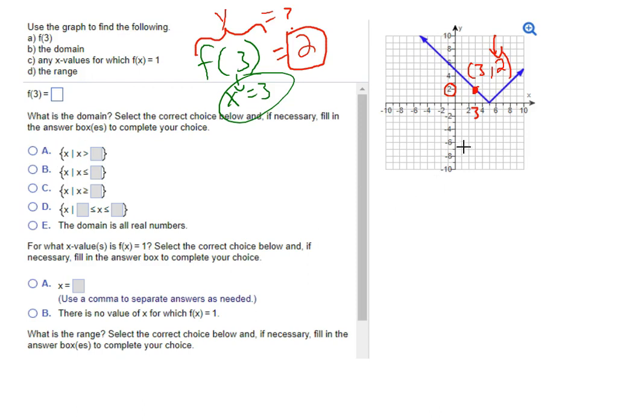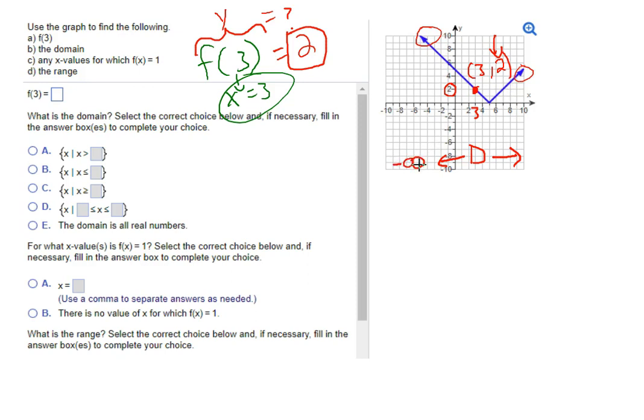Find the domain. So to find the domain of a graph, the easy way to do that is to ask yourself, how far to the left does the graph go? How far to the right does it go? The domain is asking you, what are all the possible values of x in this graph? What is it possible for x to equal? What are all the x coordinates? This graph we see by these arrows is going to go forever to the left, and it's going to go forever to the right.